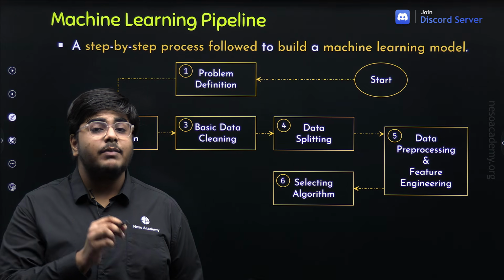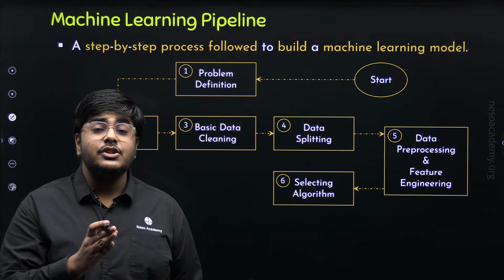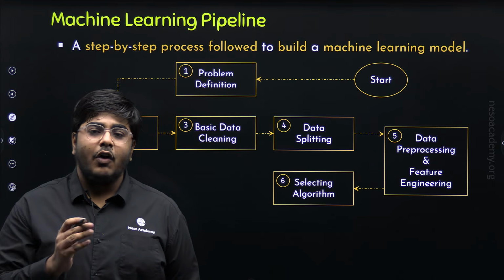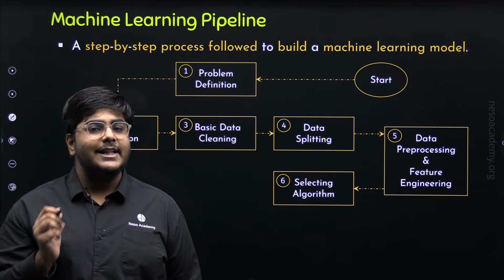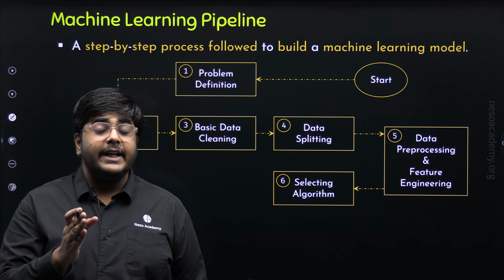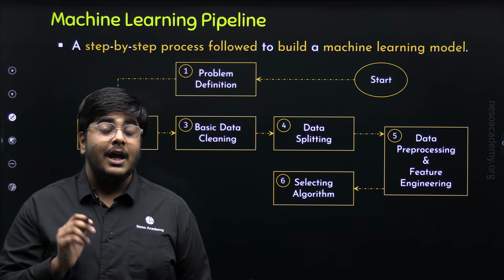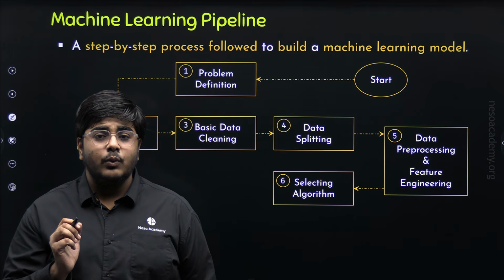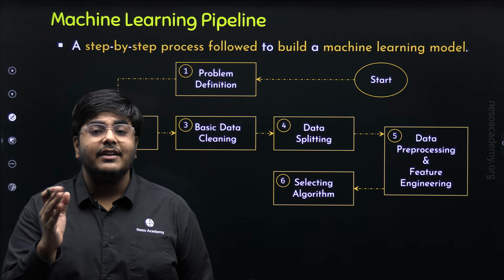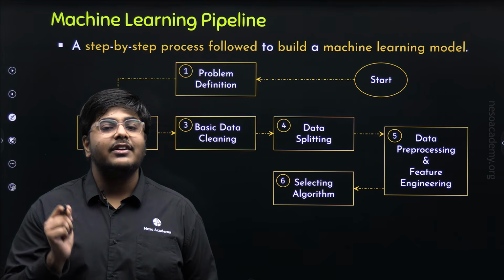Now the choice of machine learning algorithm depends on the type of problem. For example, in case of house price prediction, we need to predict the prices of the houses. And price is a numerical value. That is why we choose a regression algorithm, like linear regression.